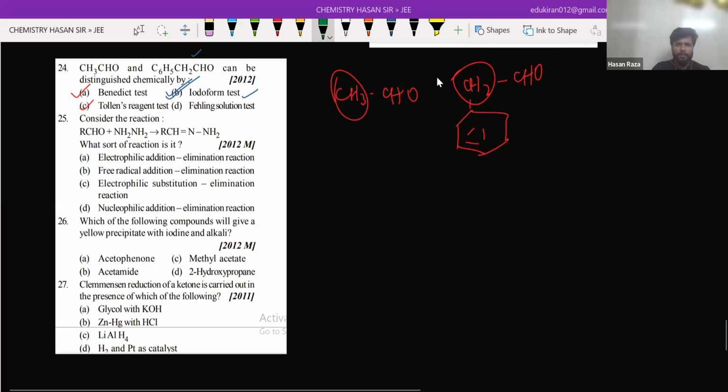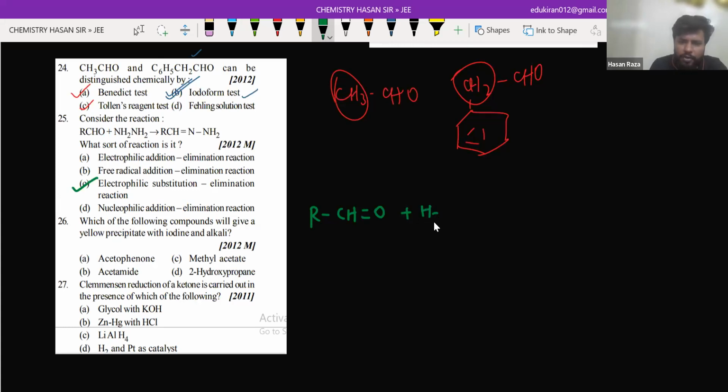Now, what is the question? Consider the reaction. What sort of reaction is it? So it is electrophilic substitution or elimination reaction. I can show you this reaction. This is your RCH=O, going to react with H2N-NH2, hydrogen. So what will happen? Very simple. You are going to eliminate this water molecule. So if you are going to eliminate this, this will be RCH=N-NH2. So this is a substitution elimination reaction.